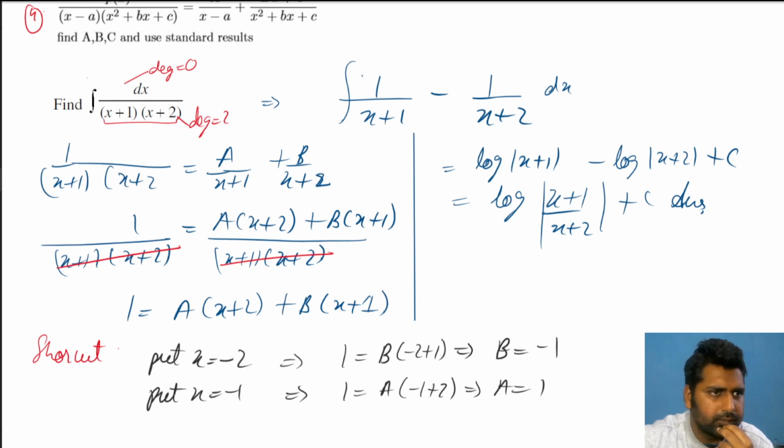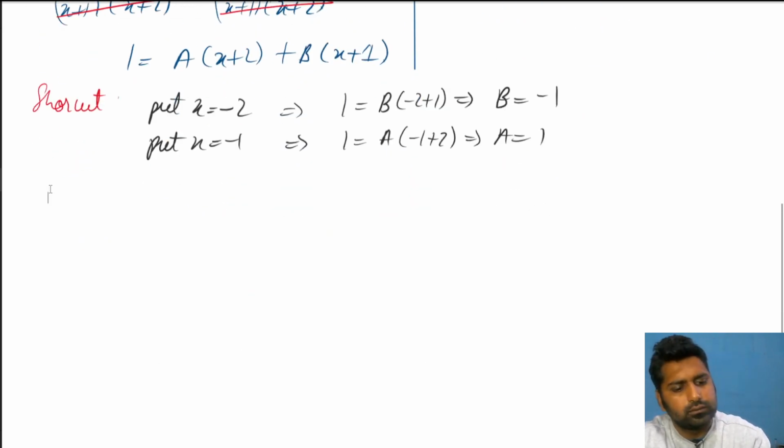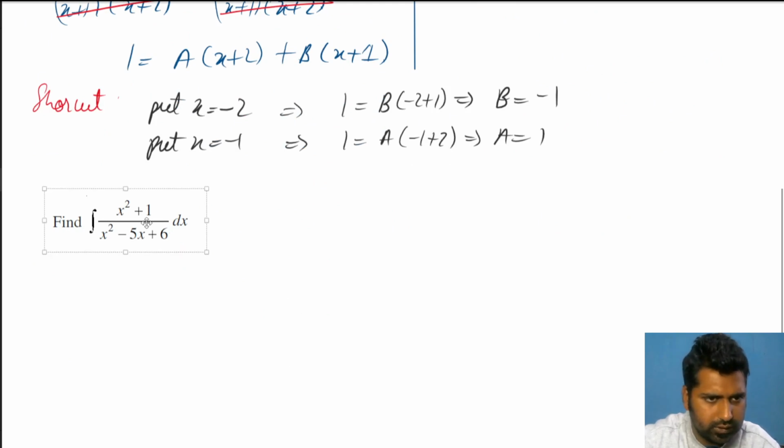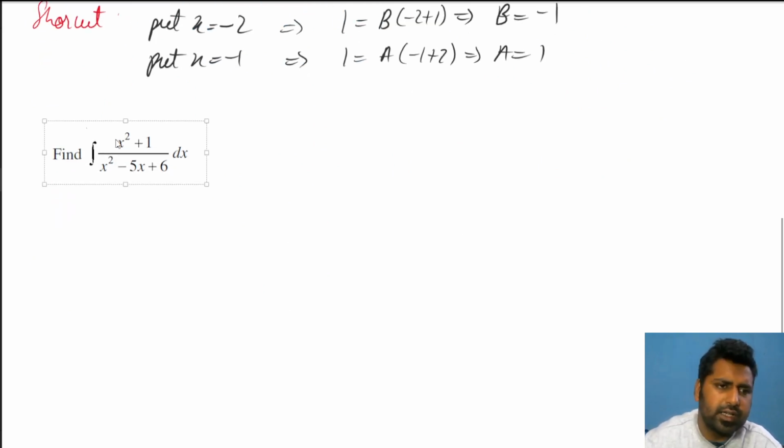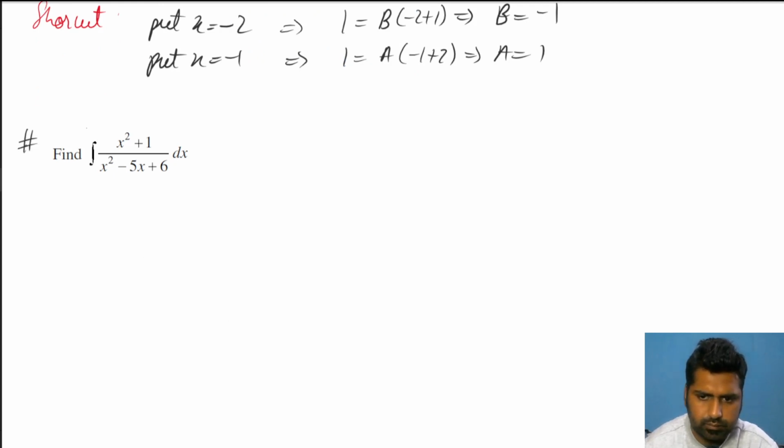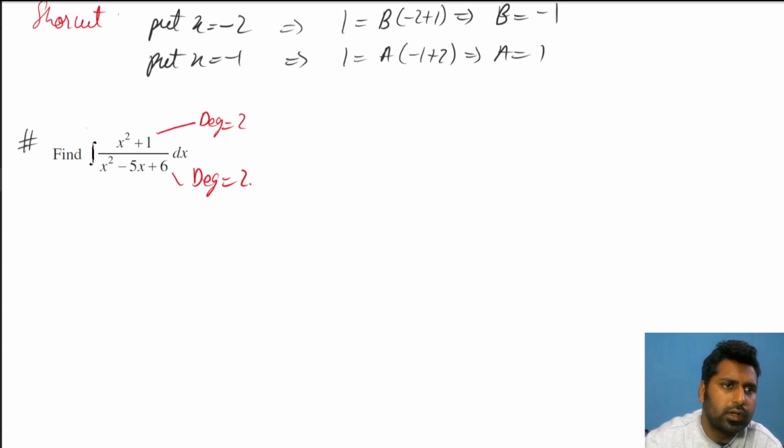Let's look at another question. Now, pretty much the same idea. If you look at this question, the problem is that the degree of the numerator is 2, and the degree of the denominator is also 2. If both numerator and denominator have degree 2, we cannot apply partial fraction, remember that.